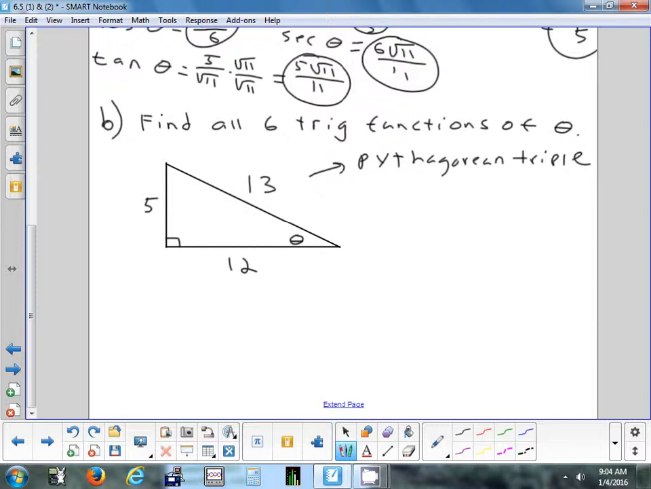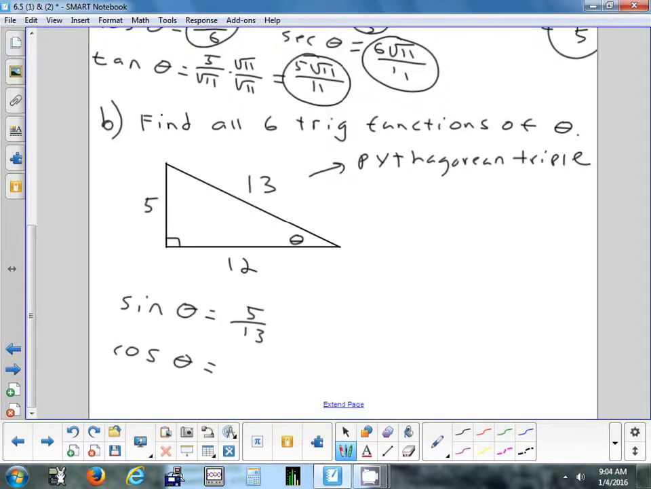What's nice about a Pythagorean triple is there's no square roots. So when we go through it, there's nothing here you need to fix. Let's start with my sine. Shannon, what's my sine here? 5 over 13. Yep. Opposite over hypotenuse, 5 over 13.